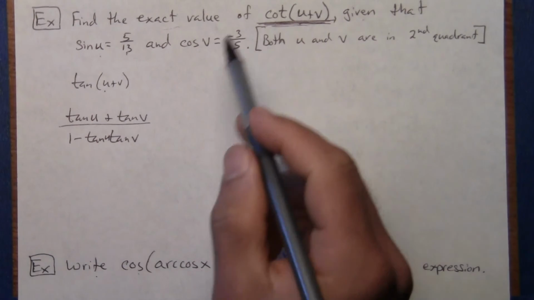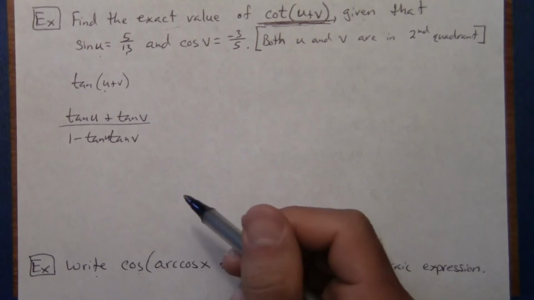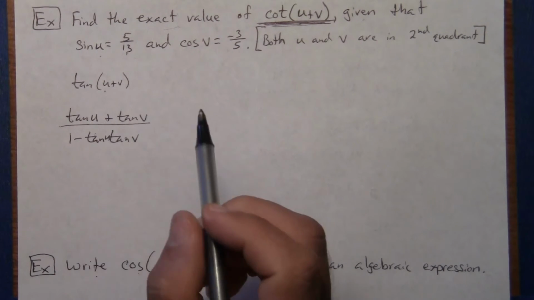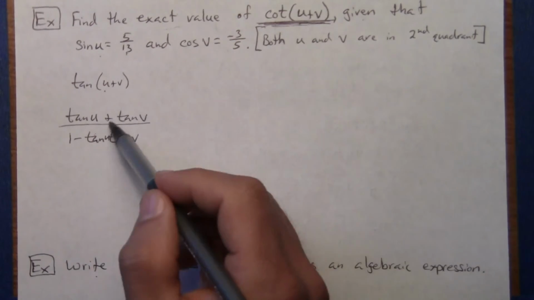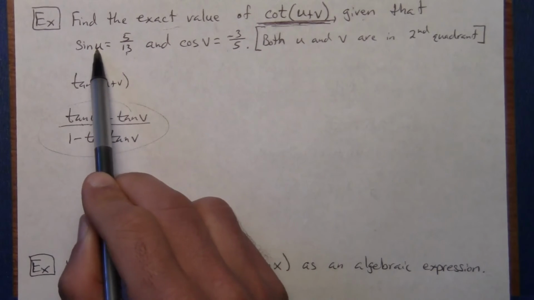Now realistically I'm finding the cotangent, so if you wanted to flip it over right now, you could. I usually do that at the very end. It's up to you. Probably it'd actually be a good idea to do it right away so you don't forget, but I always do it at the end. Alright, so now I've got this. Now I need to figure out what's the tangent of u. Well, I don't know what the tangent is. I know what the sine is.